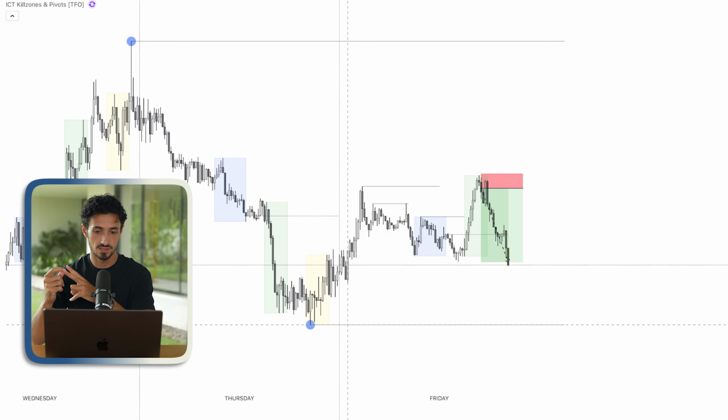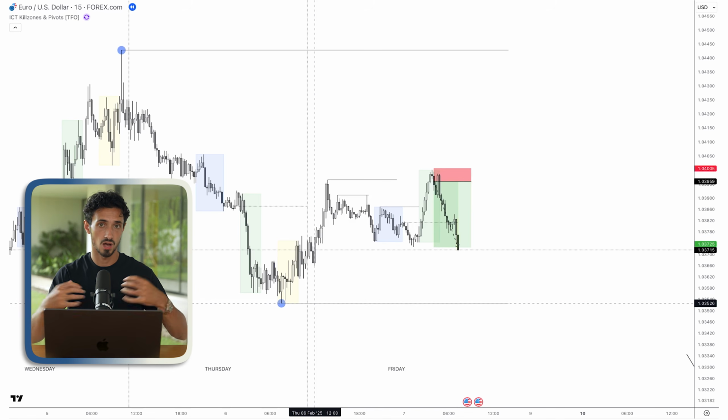Step two, liquidity. Let me identify all the liquidity so that I don't get trapped in trying to sell from an area where there is liquidity. So I need to identify it and then wait for it all to be taken.